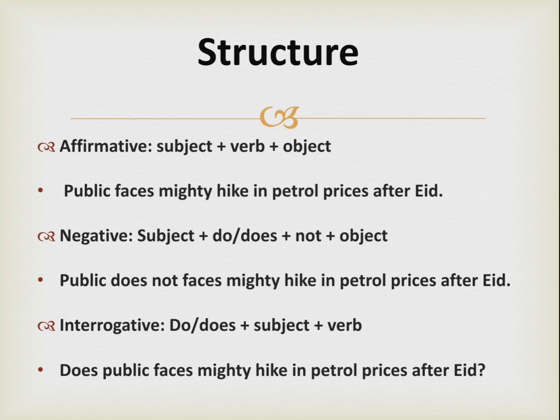Affirmative form is subject plus verb plus object, and its example is: public faces mighty hike in petrol prices after Eid. Negative form, subject plus do/does plus not plus object. Example, public does not face a mighty hike in petrol prices after Eid. Interrogative form, do/does plus subject plus verb. Example, does public face a mighty hike in petrol prices after Eid?